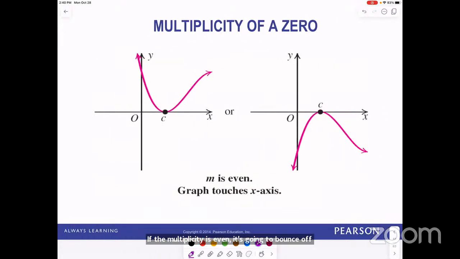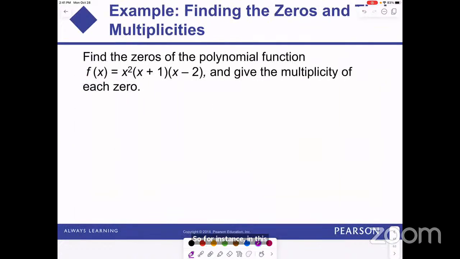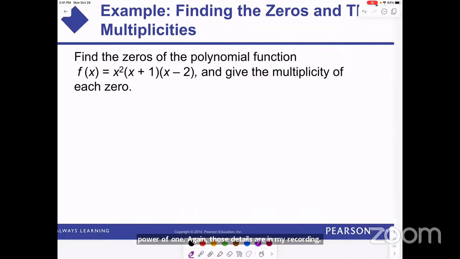All right. So for instance, in this example, we're asked to find the zeros and give the multiplicity of each zero. So we have a total of 3 factors. Factors are things that we multiply. So x squared, right? That's the first factor, and that zero is when x is 0. That's the example where the multiplicity is 2. But then the factor x plus 1 has a multiplicity of 1 because it has a power of 1. And x minus 2 has a multiplicity of 1 because it's a power of 1. Again, those details are in my recording, and there's a typed version here that goes into more detail.